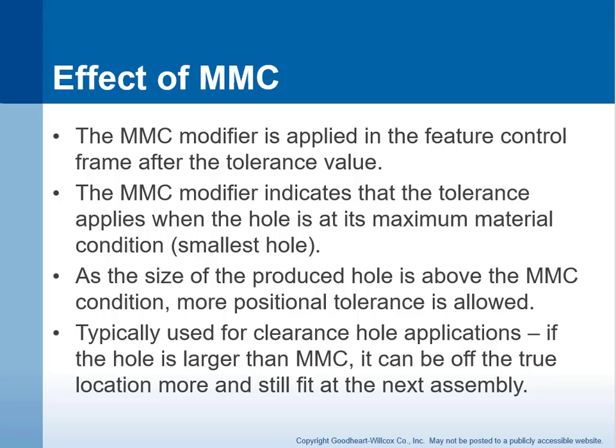Okay, based on that, we're going to talk about the effect of the MMC. The MMC modifier is applied to the feature control frame after the tolerance value. The MMC modifier indicates that the tolerance applies when the hole is at its maximum material condition. That's the smallest hole. As the size of the produced hole is above MMC, more positional tolerance is allowed. This is typically used for clearance hole applications. If the hole is larger than MMC, it can be off the true location by more and still fit in the assembly. Okay, so you get bonus tolerance as the hole deviates from the maximum material condition.